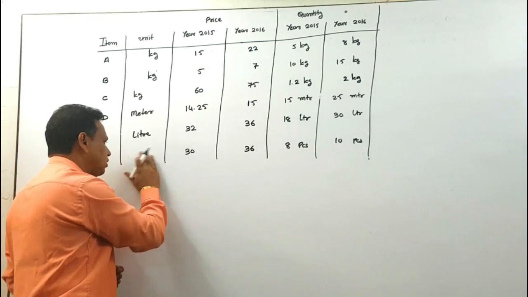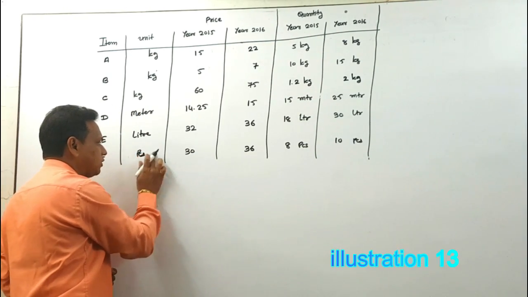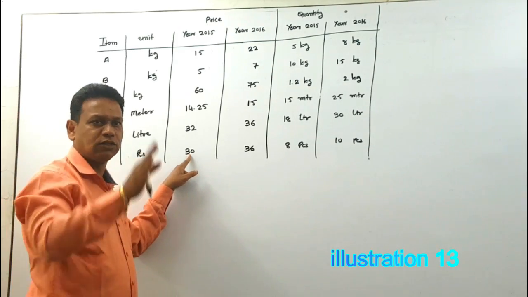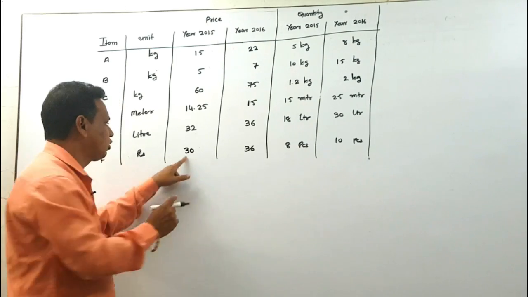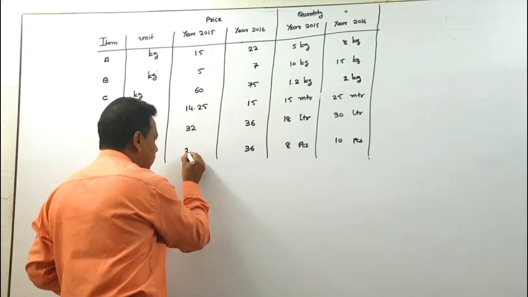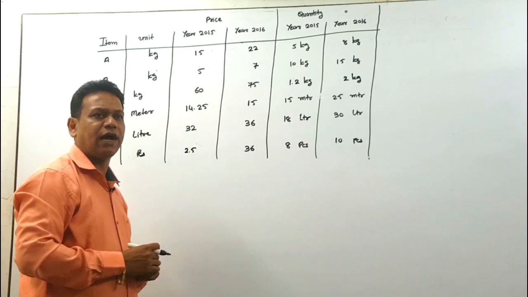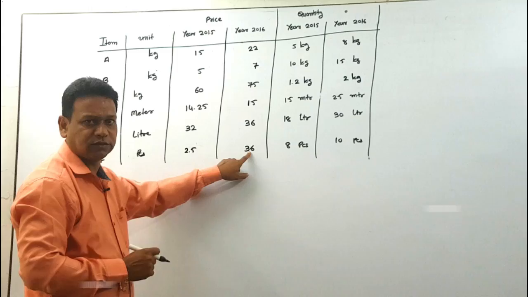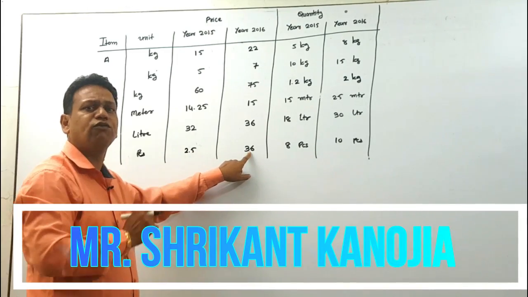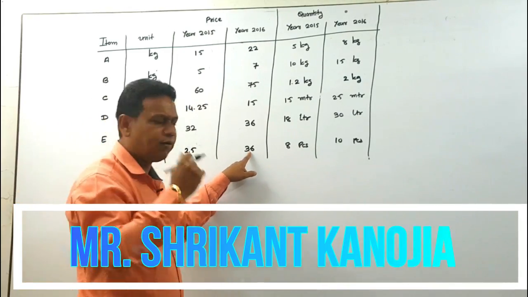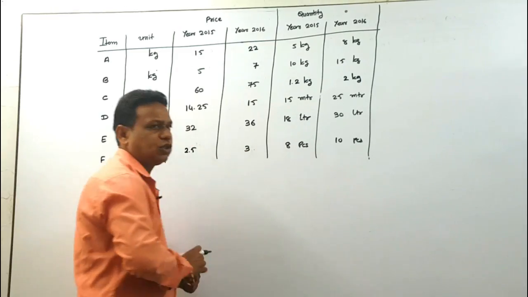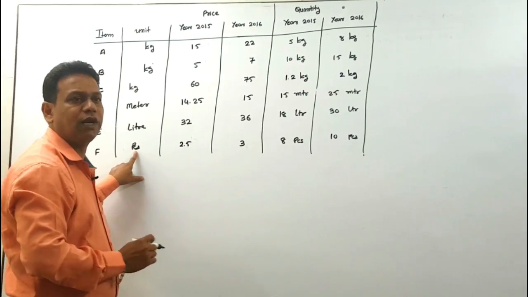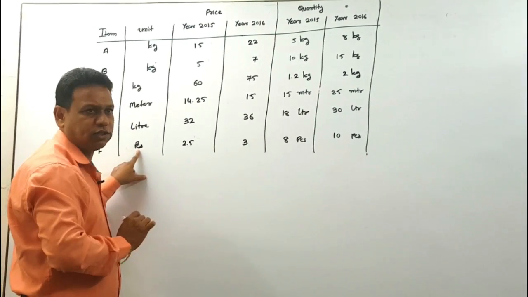So instead of dozen, I would like to use pieces. So 30 rupees per dozen. So what about 1 piece? So divide by 12. So we got here 2.5. So 2.5 is the price per piece. Here 36 rupees is the dozen price, so we have to convert that also. What about 1 piece? So 36 divided by 12, it becomes 3 rupees. So this is the concept of how to equalize the measure of unit for all things.